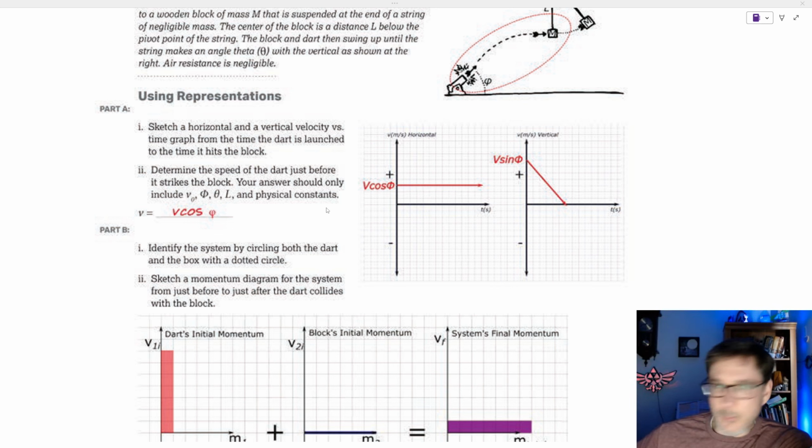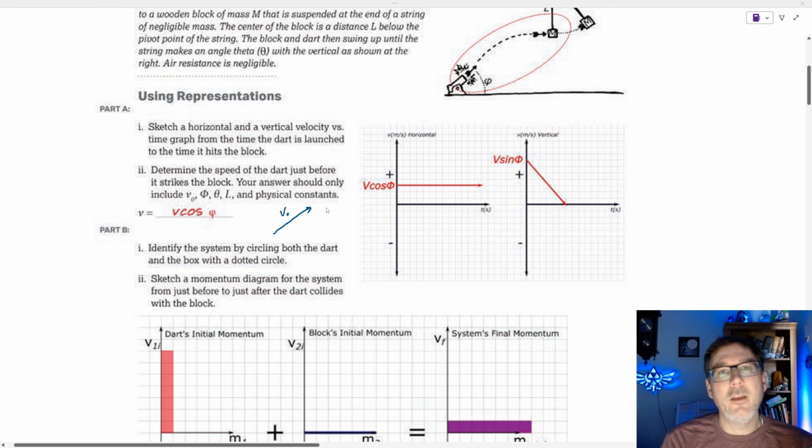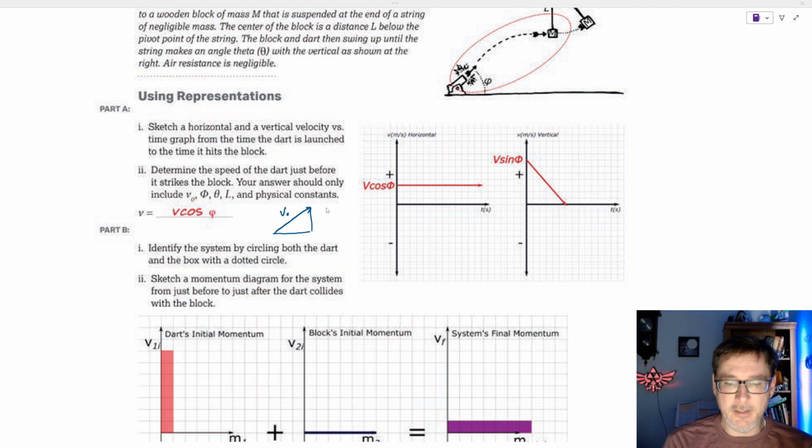And why v cosine of phi? Because if you were to draw the triangle, you would see that, let me just draw it really quickly here. Maybe I'll just try to squeeze it in this little spot here. So it's launched at an angle, v naught, and I'm going to draw my initial velocity in the x direction and velocity in the y direction. And here is my phi.